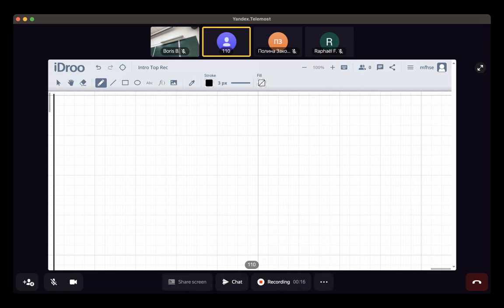Значит, онлайн-слушатели все равно у нас... А, у меня теперь есть вторая камера. Нет, что они видят? Да. Нет, они не видят, только голоса.